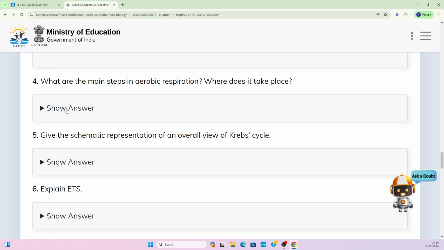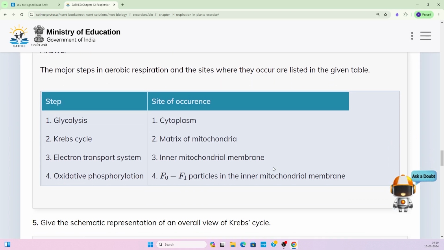What are the main steps in aerobic respiration? Very, very important. The major steps in aerobic respiration and the site where they occur are listed below. The first step of cellular respiration is glycolysis. The site of occurrence of glycolysis is the cytoplasm, so in the cytoplasm this glycolysis process takes place.